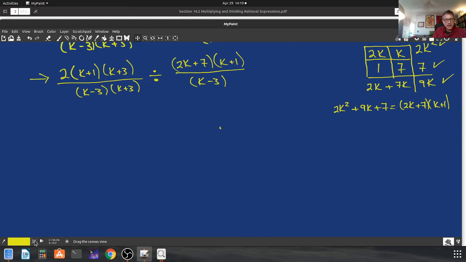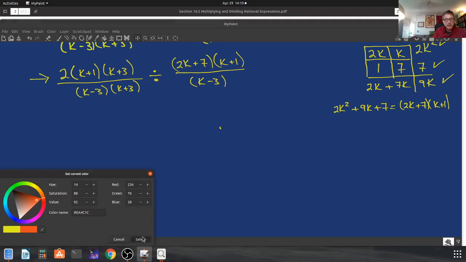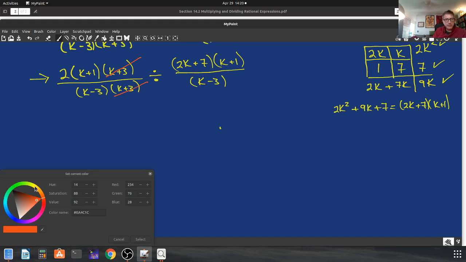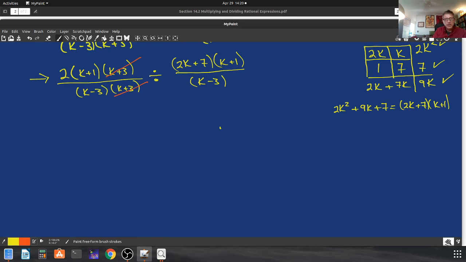Now let's get some more room. So what I'm going to do here is I'm going to cancel out the k plus 3 terms and then start my division. That's the only thing I can do. So don't try to cancel across the division sign, because you can't cancel across the division sign. No canceling across division sign.